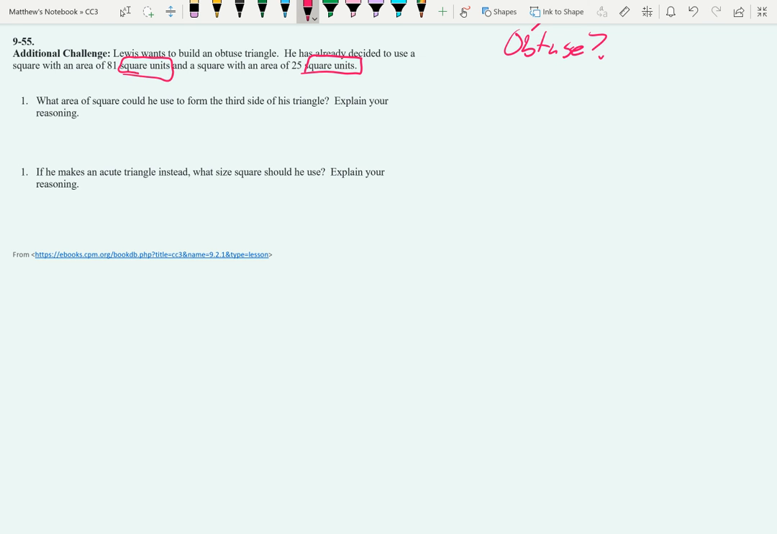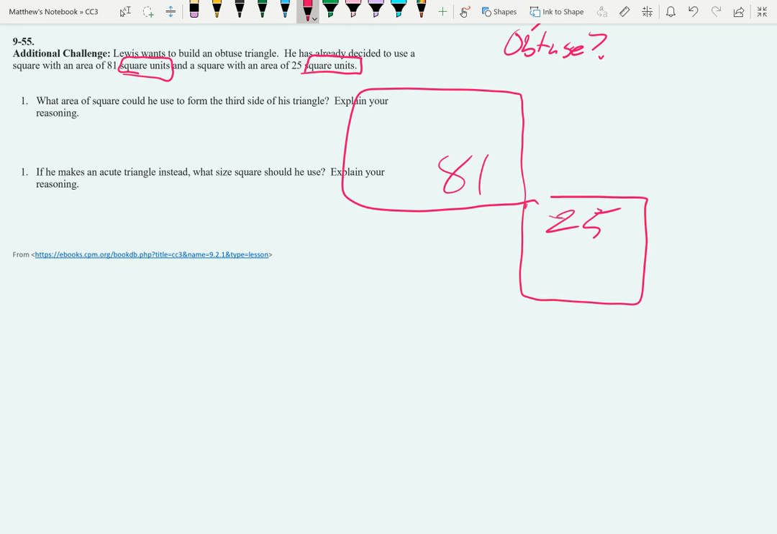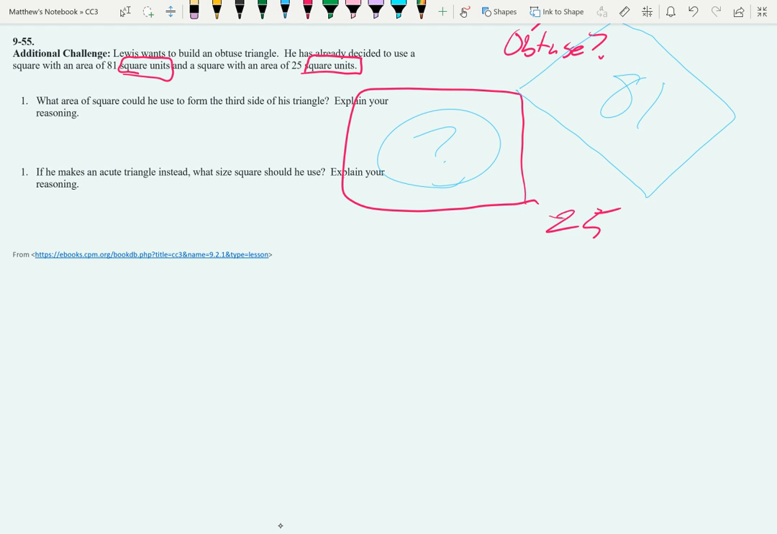So we can't think of it as a side length of 81 and a side length of 25. We have to be thinking about it as a square of 81 and a square of 25. And then, all right, what kind of square do we need here to finish it off? Now, you could also think about it in terms of maybe 81 is going to be that square that's slanted. It's going to be that final third largest side. So if the 81 were to go here, then what possible side length could go there? Okay, so there's a few ways that we can think about this.